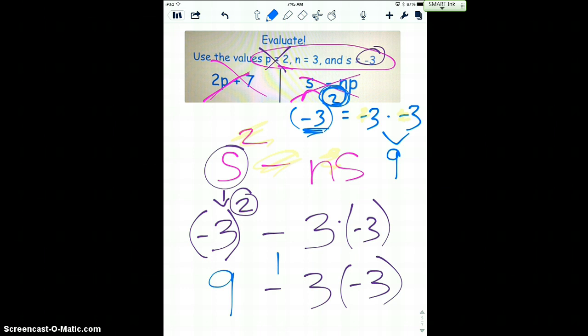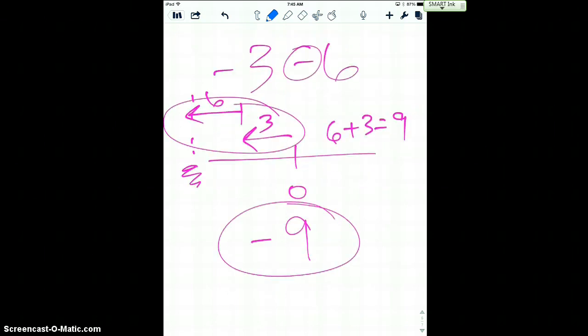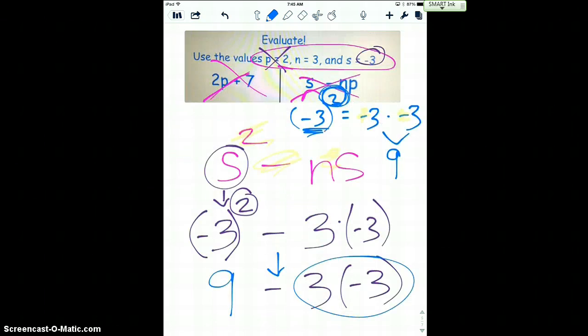And now I do not do the subtraction. I go to the multiplication. And 3 times -3. Now those are different signs. So I'm going to go ahead and say that that is -9. So 3 times -3 is -9.